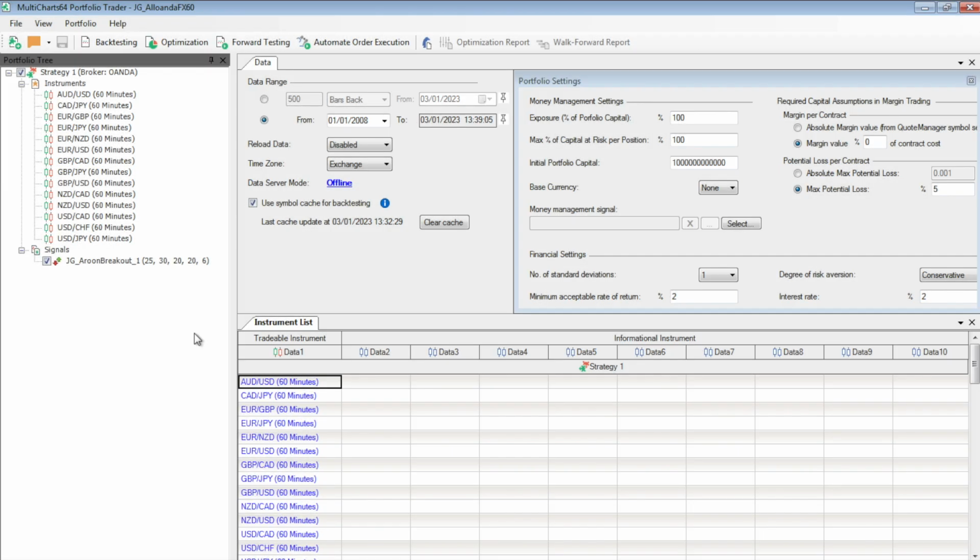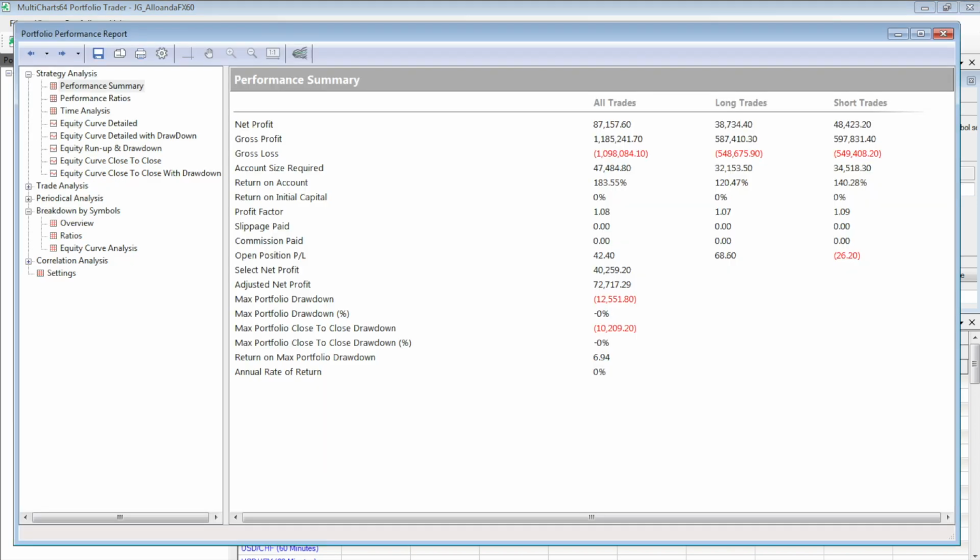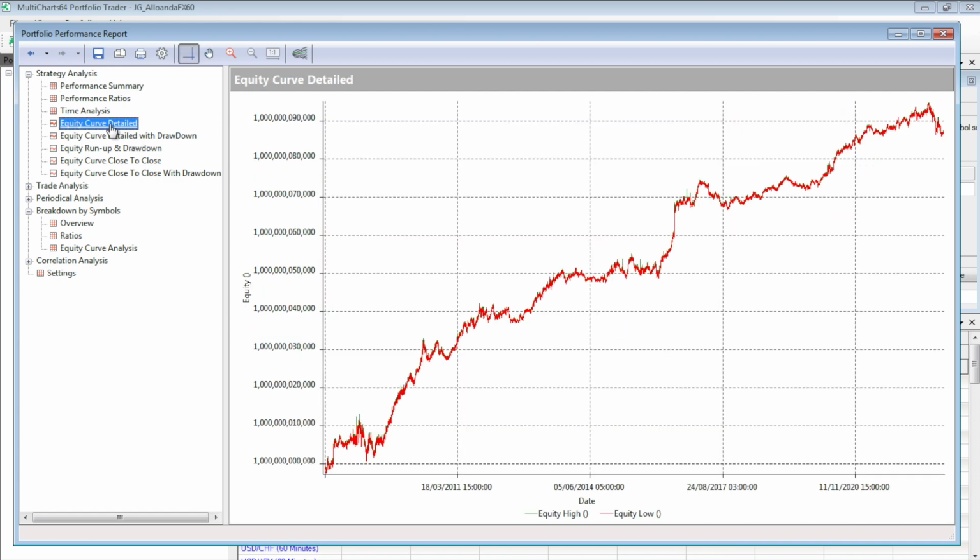And this is the last portfolio we're going to look at, and we're looking at the 60-minute or the hourly time frame. So let's have a look at the performance report. This is the collective 14 pairs, 87,000 pips. So straight away looking much better than the other time frames. The equity curve looks nice.